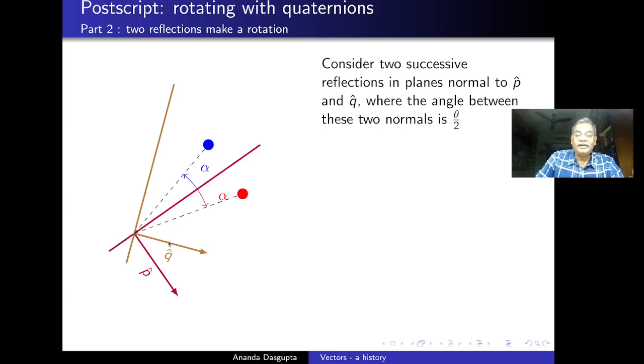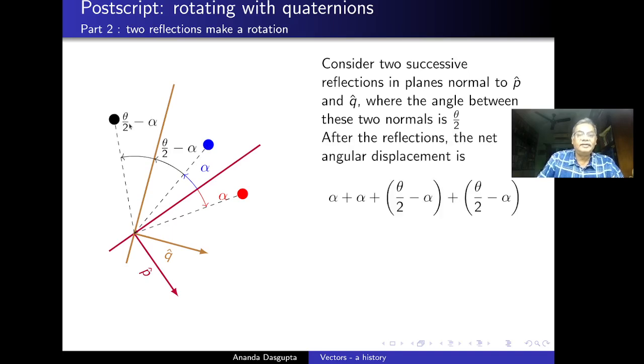But remember, if theta by 2 is the angle between these two normals, then theta by 2 is also the angle between these two planes. So this angle is simply theta by 2 minus alpha. And what happens when you reflect this, it goes to the other side through the same angle, theta by 2 minus alpha. So after two successive reflections, the point here, the red point, will ultimately end up at this black point here.